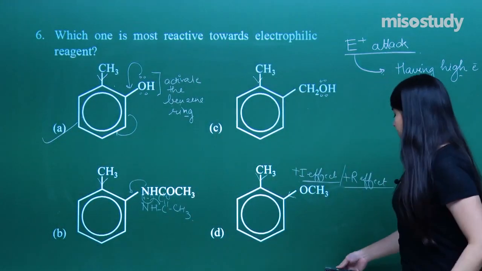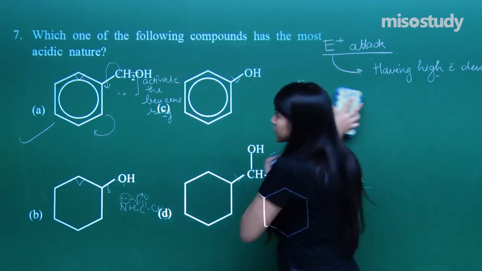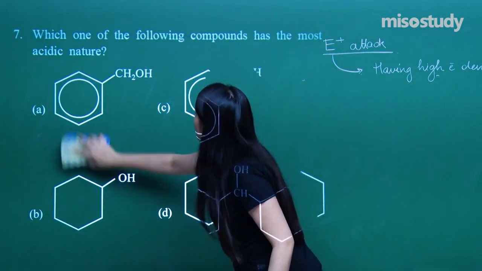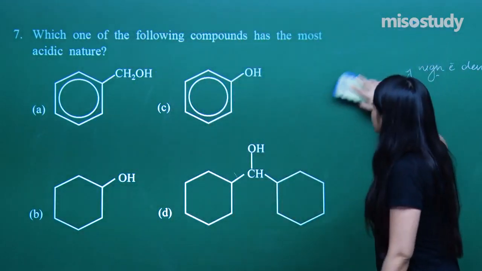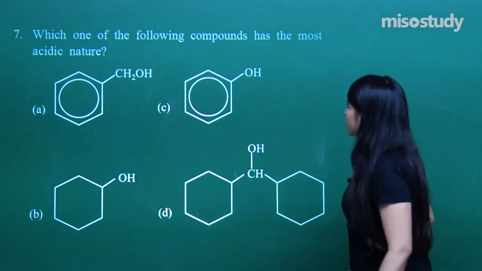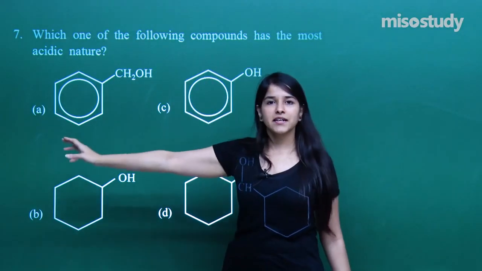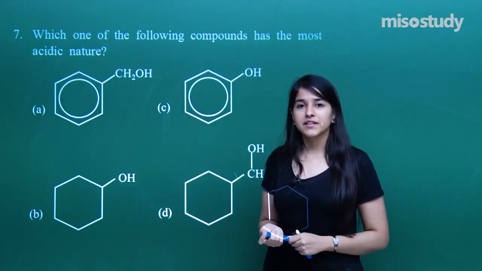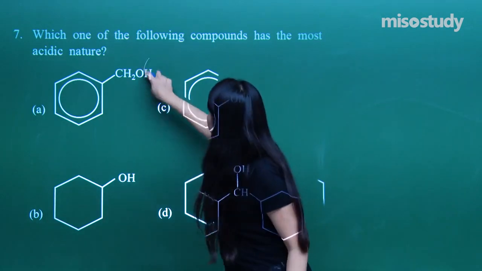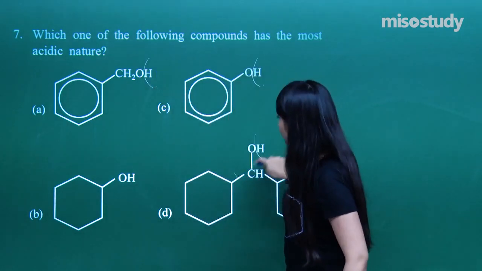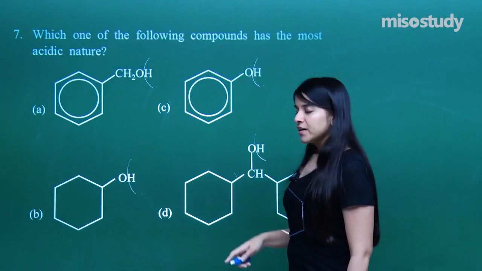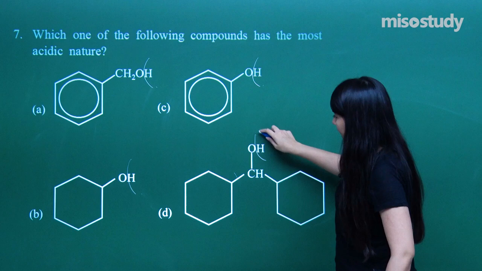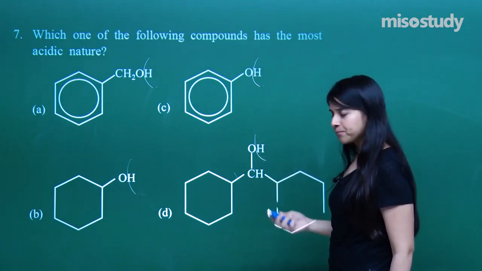So what is the question? Next, let me just rub that off. Now what do we have over here? Again I need to find out which one of the following compounds has the most acidic nature. For the acidic nature, I need to check whether the H plus can go off easily or not. These H plus I am talking about. Now if I take up this option, can this H plus go off easily?